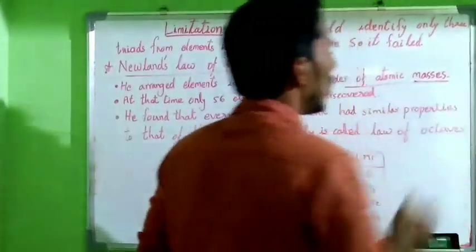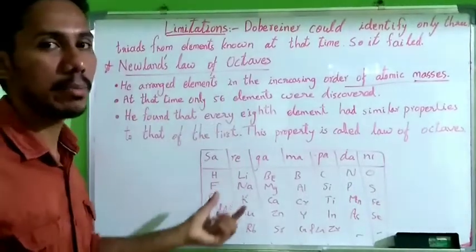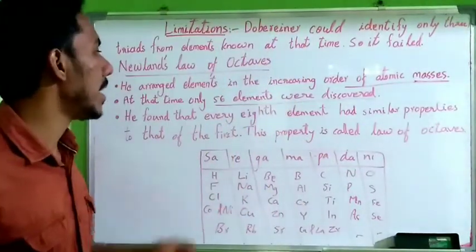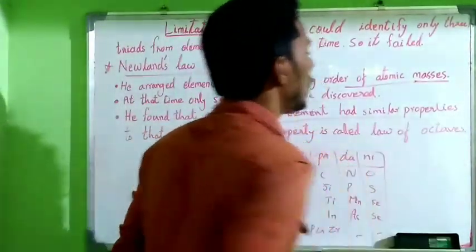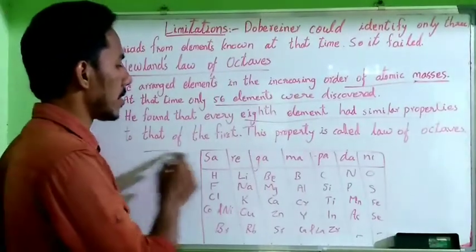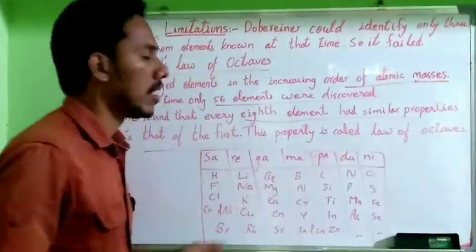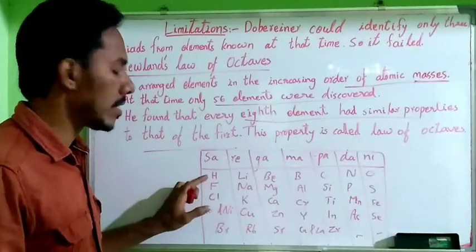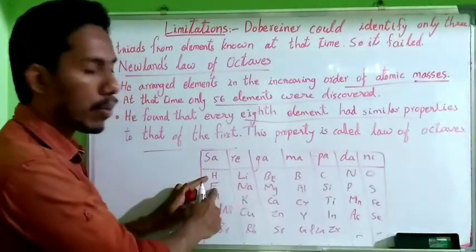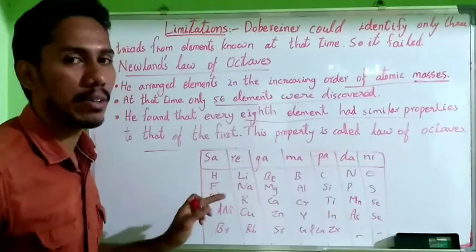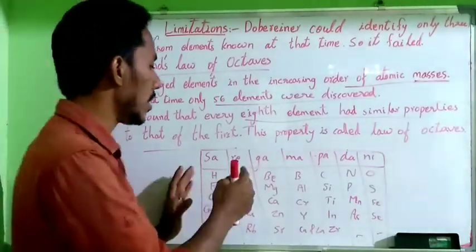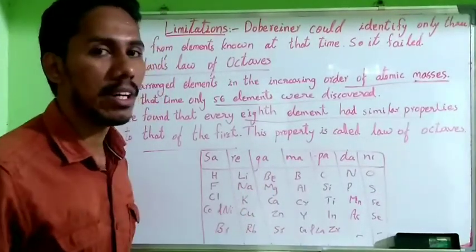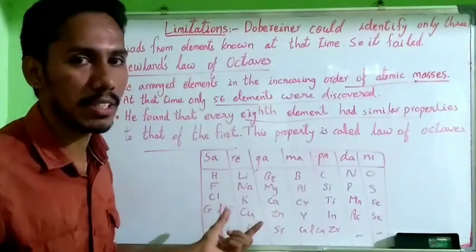Atomic mass is an important property, so you have to notice it. At that time, only 56 elements were discovered. He found that every 8th element had properties similar to those of the first. This is called the law of octaves. The 8th element after the first one is fluorine, and it is similar to the first. So he made groups of 7 elements, and the 8th element gives properties similar to the first. This is Newlands' classification.